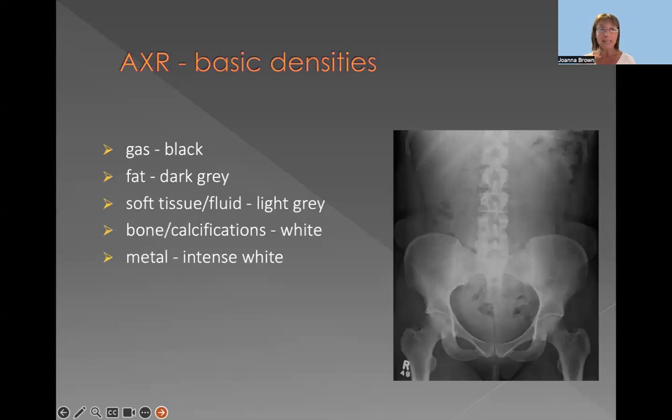When we look at the abdominal X-ray or any X-ray, we will be looking at the 5 different densities.